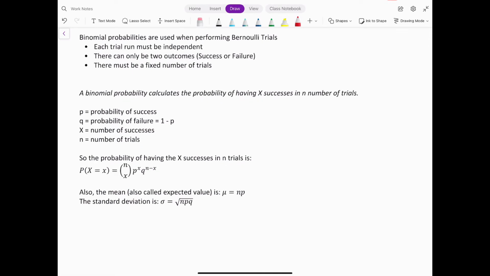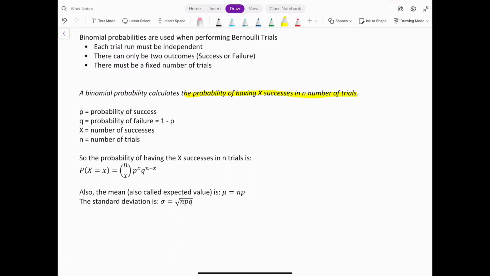We know that P represents the probability of success. Q represents the probability of failure. X this time will represent the number of successes, and N is the number of trials. That is because when it comes to calculating a binomial probability, we are trying to calculate the probability of having X successes in N trials. So with the geometric, we were trying to find the probability of the first success happening in a certain number of trials. This time, we're trying to figure out what's the probability of having X successes in N trials.